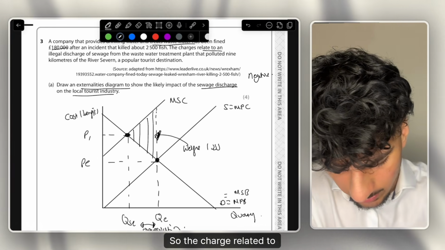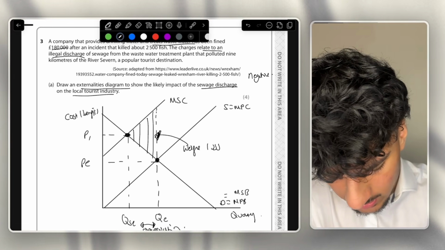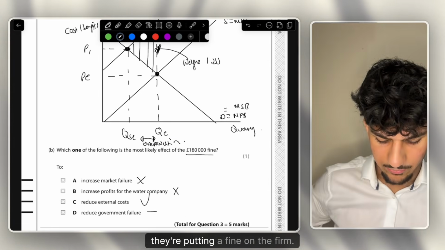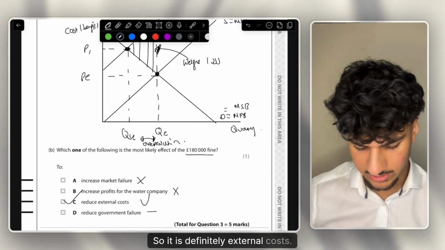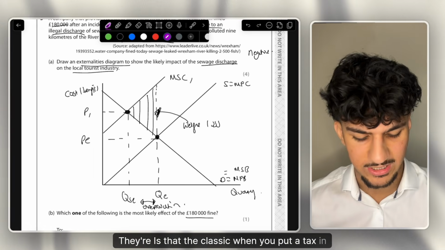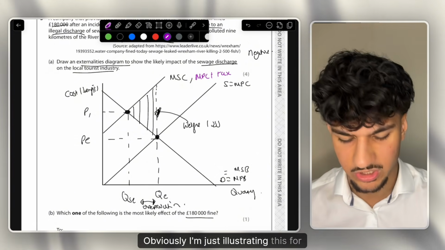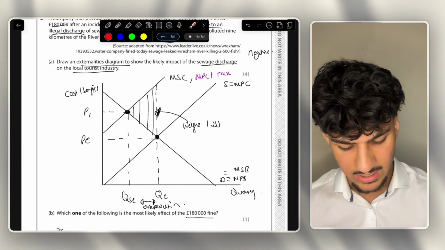Yeah, so the charge related to illegal discharge. It polluted the river. So basically what they're doing is putting a fine on the firm, so it is definitely external costs. It's the classic, when you put a tax in this diagram, you can show it by MPC plus tax. Obviously I'm just illustrating this for explaining purposes. What does this mean?